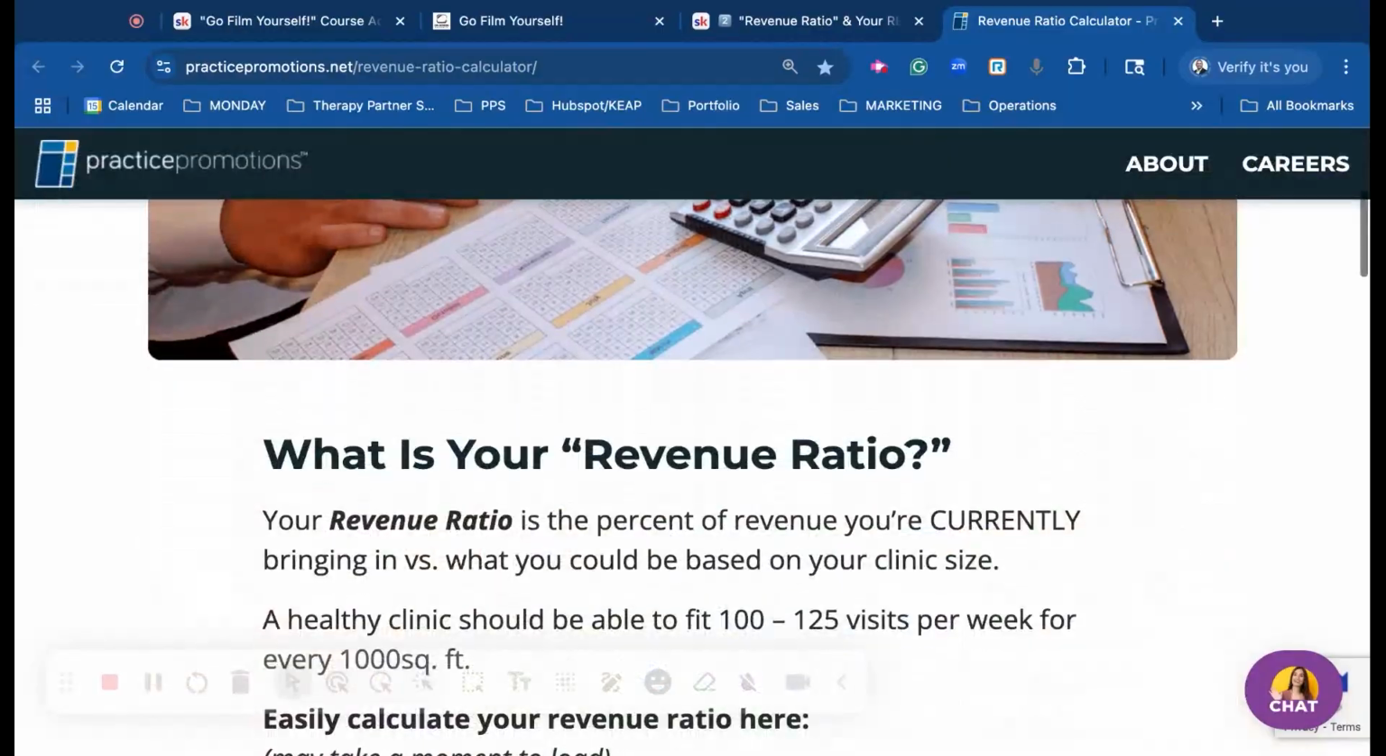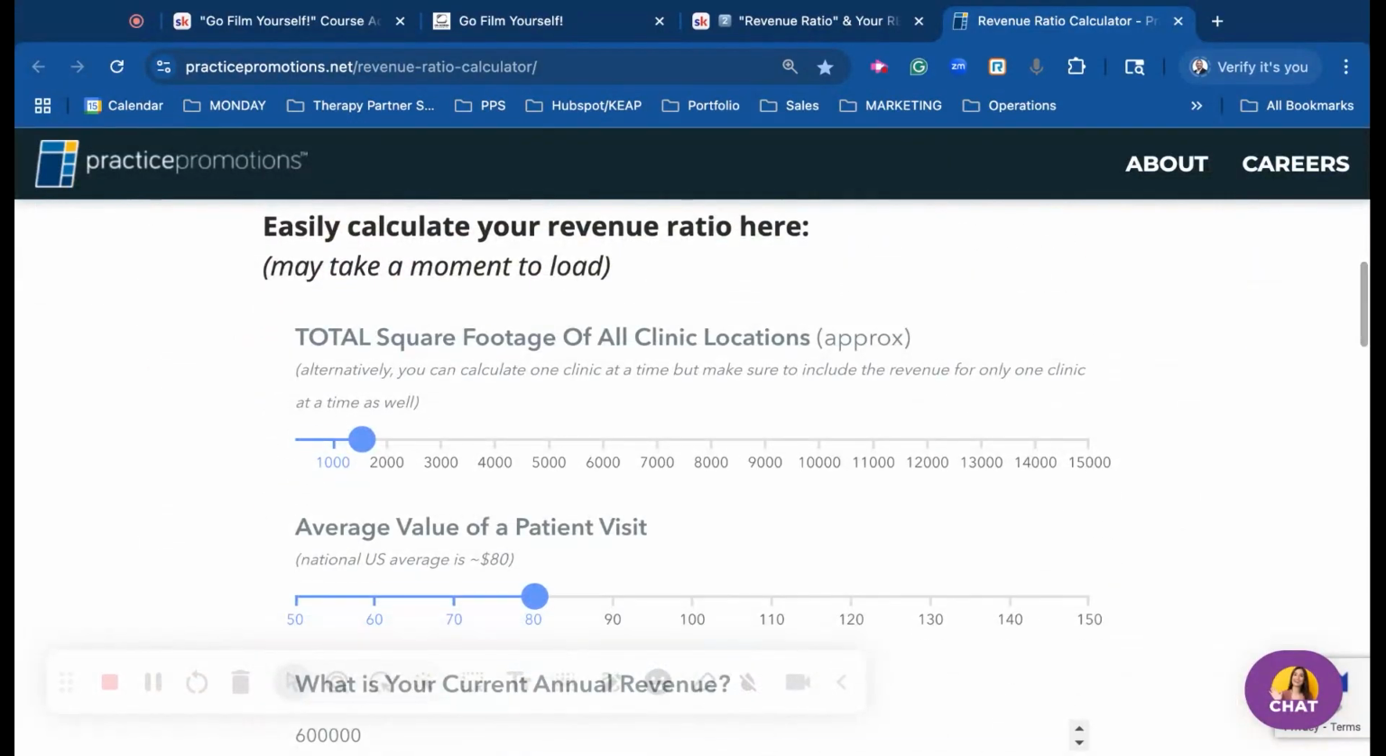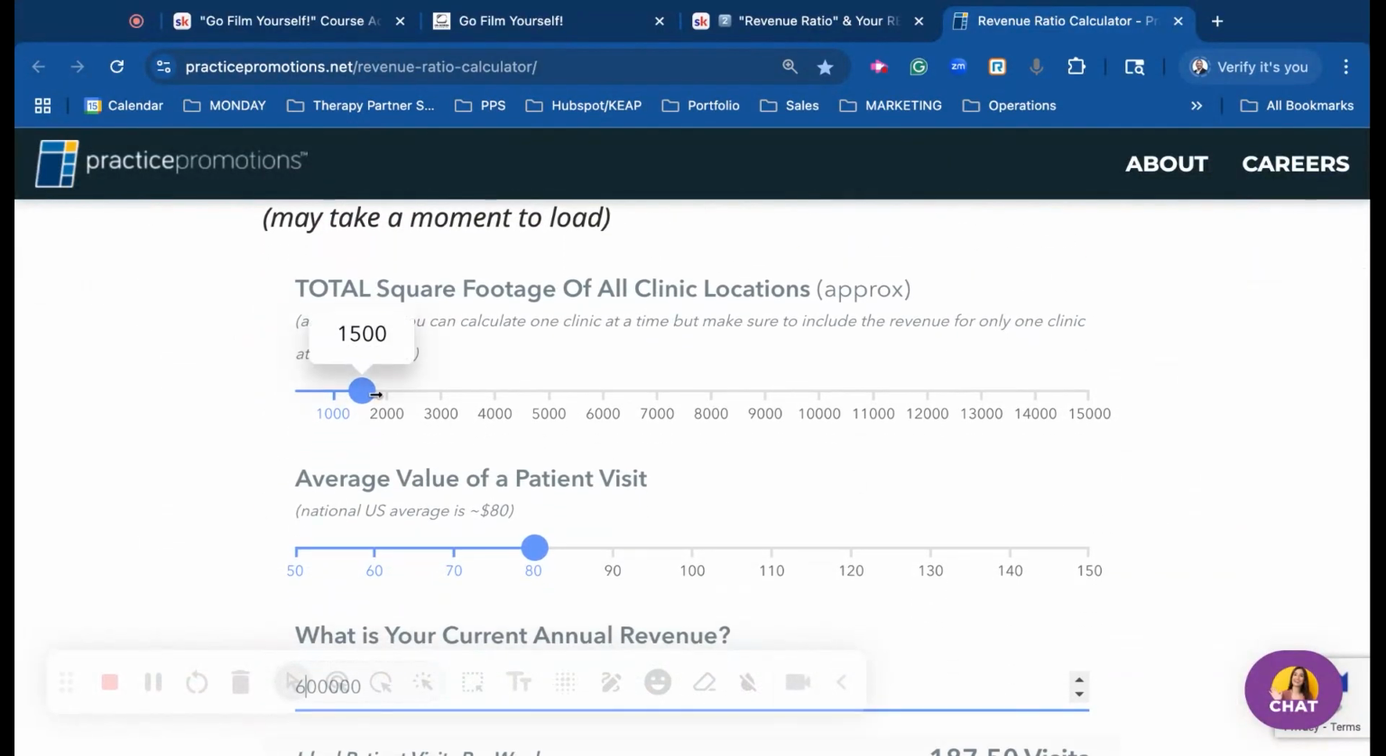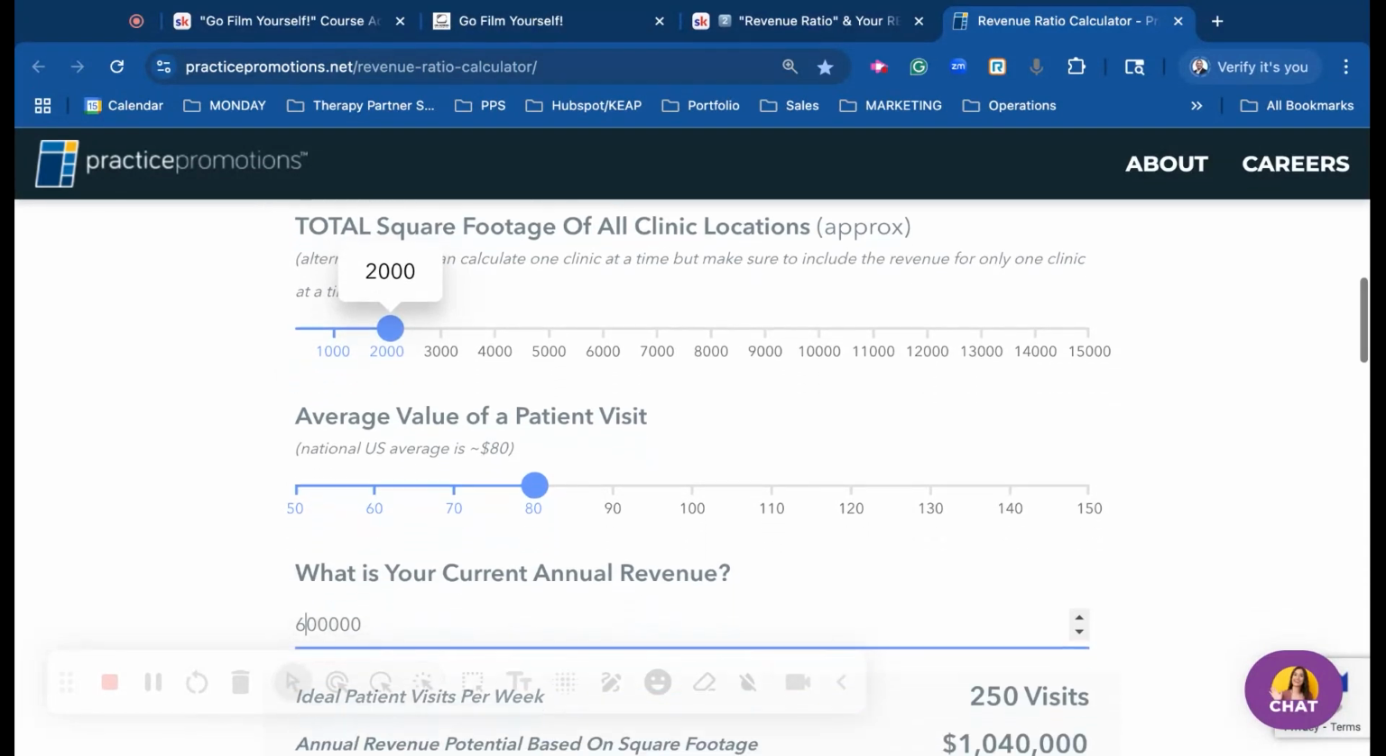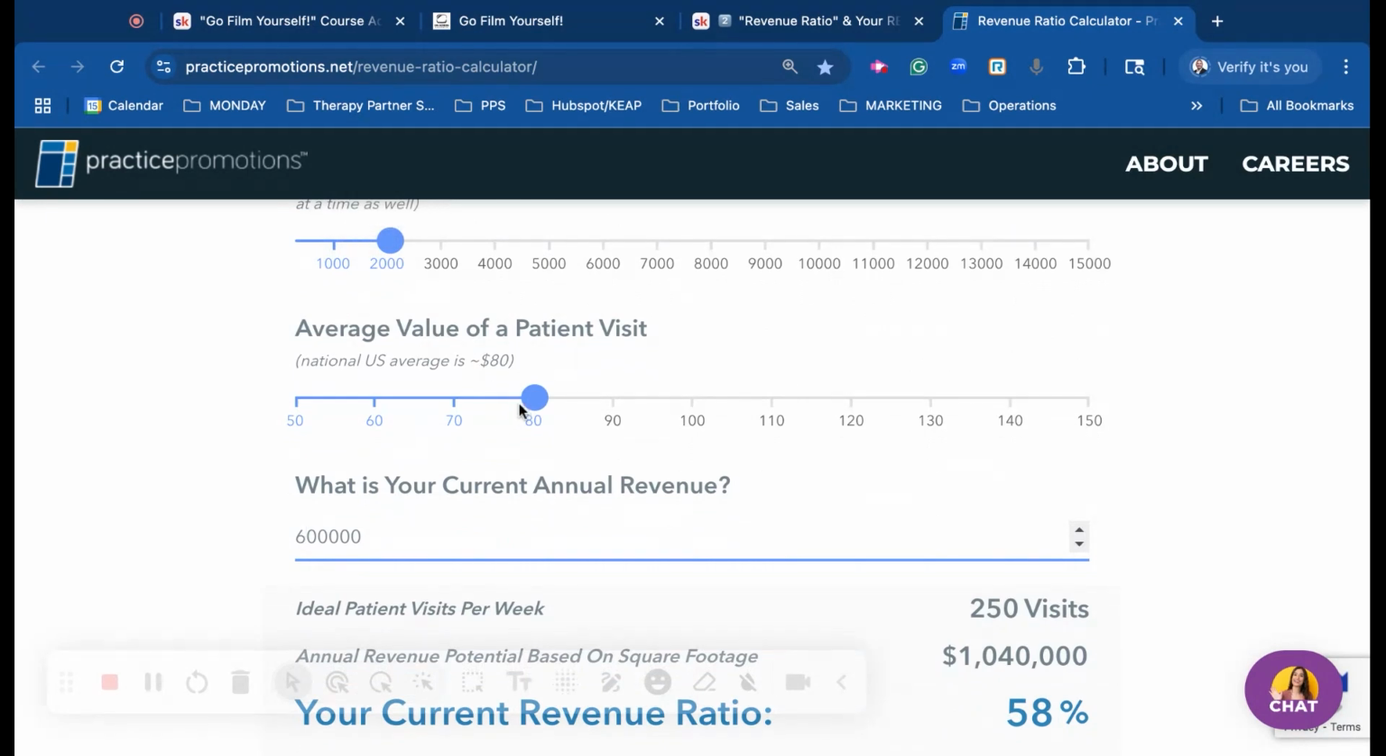Let's take a look. All right, so right here on our website, we've got our revenue ratio calculator. And as I scroll down here, we'll get to the calculator part. So all you gotta do here is plug in how many square feet you have for your clinic. And if you have more than one clinic, you can do it per clinic, and then you can do it as an aggregate with all clinics and total square footage.